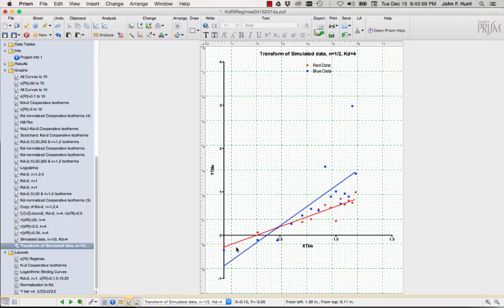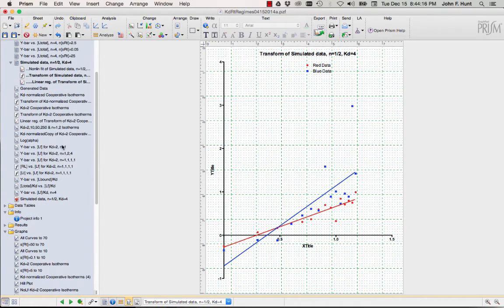We can see that the red data give you roughly a straight line, slope of 1, independent site, approximately, and the blue data are giving you something closer to 2, and it looks like cooperative binding. So that does work reasonably.